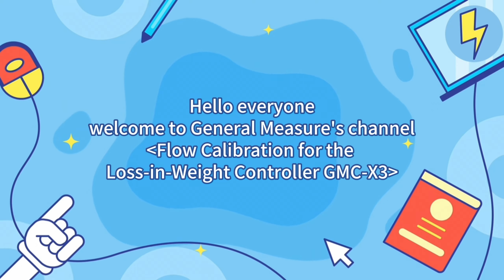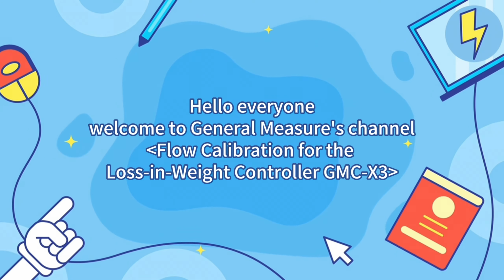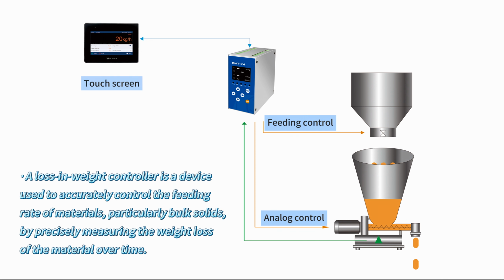Today we'll explain how to calibrate the flow of the loss in weight controller GMC-X3. A loss in weight controller is a device used to accurately control the feeding rate of materials, particularly bulk solids, by precisely measuring the weight loss of the material over time.